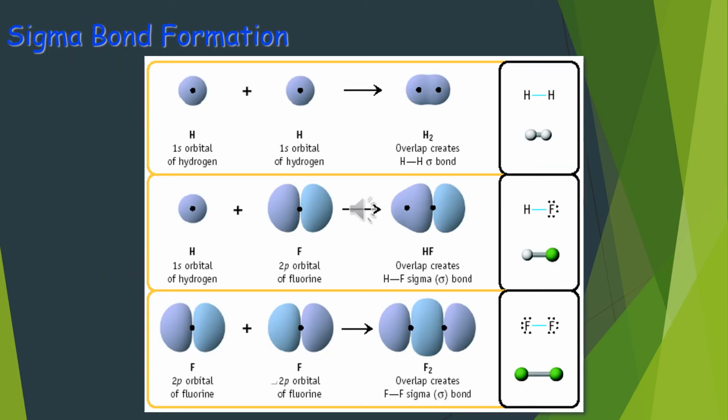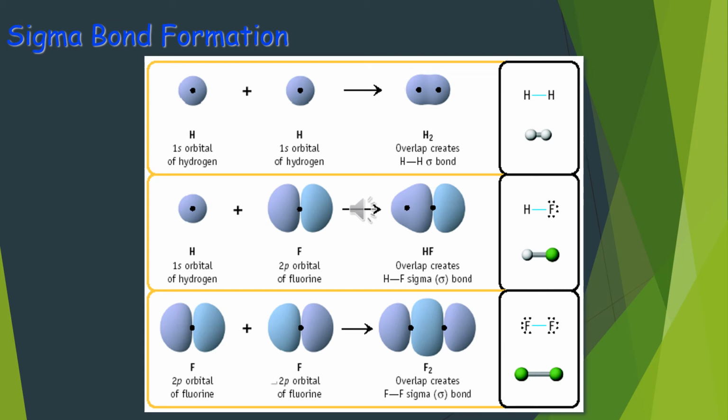Sigma bond formation. In the diagram, we can see that 1s orbital of hydrogen combines with another 1s orbital of another hydrogen and forms H2 molecule. That is, sigma bond is formed.